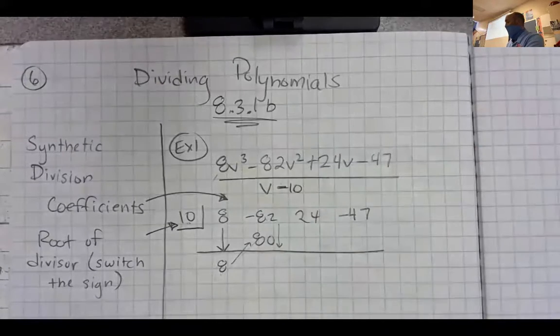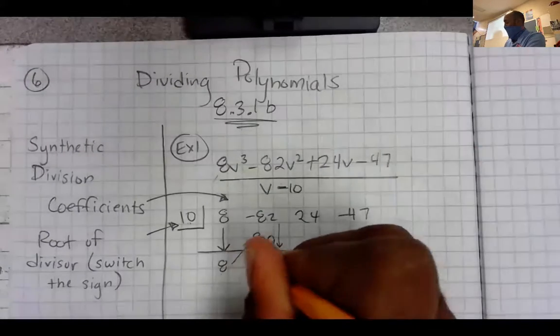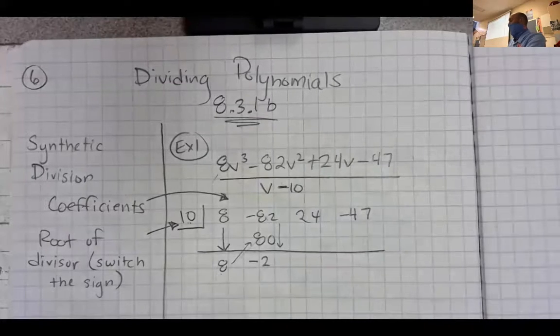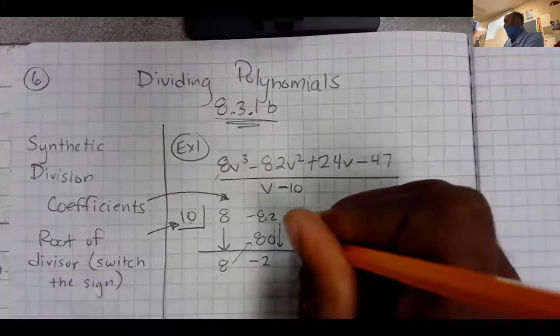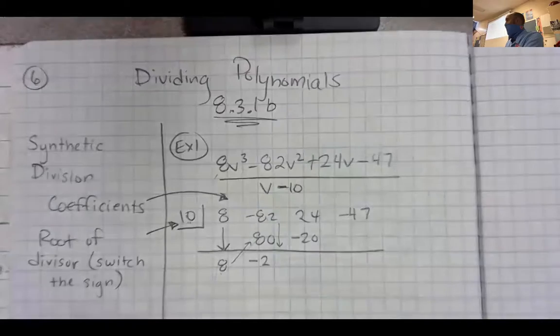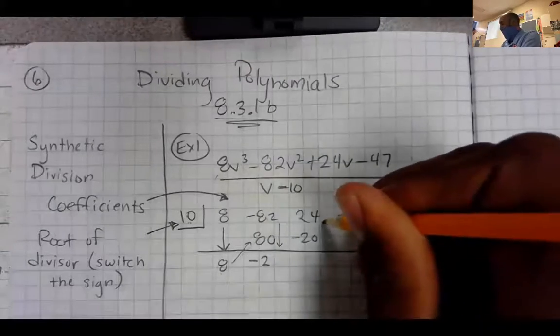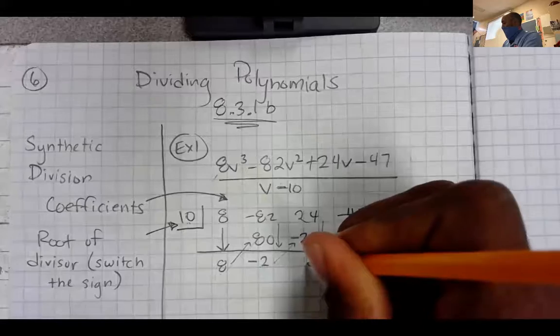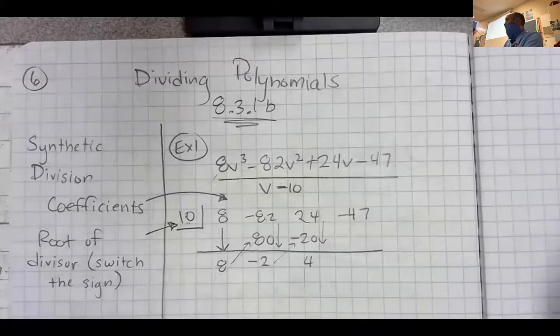Now the ones that are above each other, instead of multiplying, now I add them. So negative 82 plus 80 is minus 2. And then I repeat the same thing again. 10 times minus 2 is minus 20. Same thing. Go down, add them. That's positive 4, or 24 minus 20.